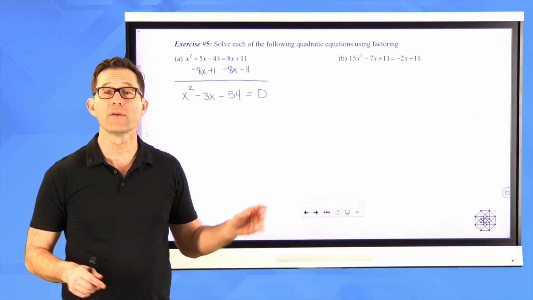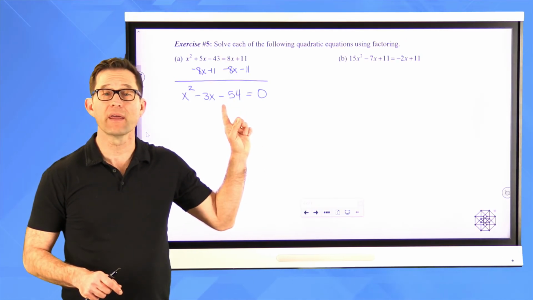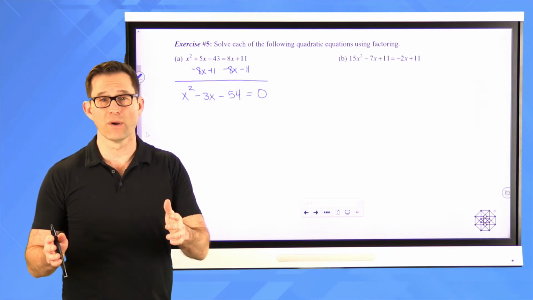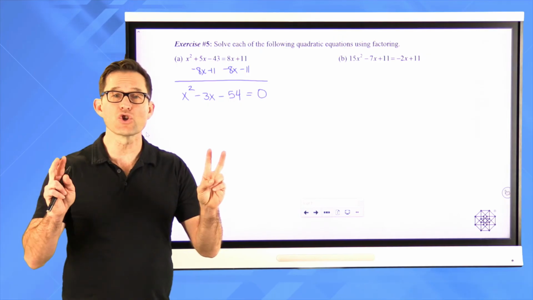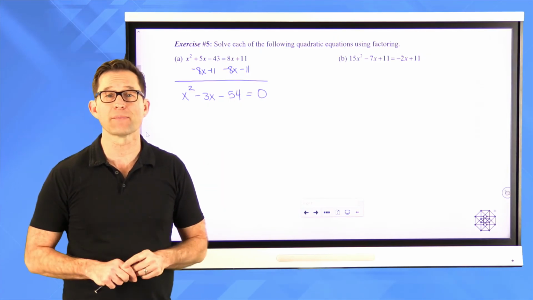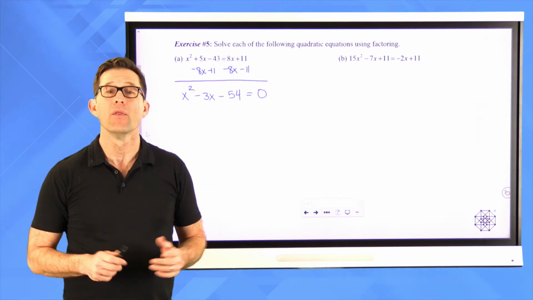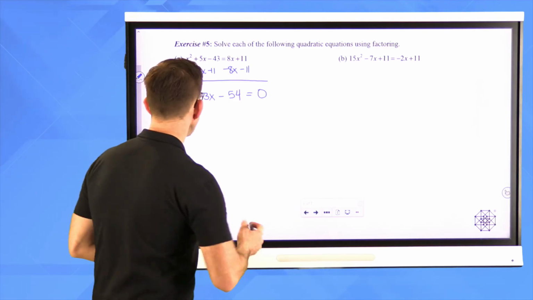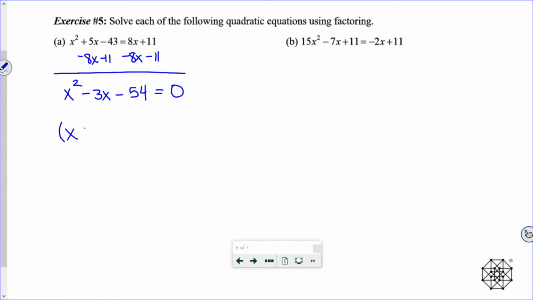All right, well, I'm looking for two numbers that have a product of negative 54 and a sum of negative 3. That means one's got to be positive, one's got to be negative, and the larger one in terms of absolute value has to be negative. Those two numbers happen to be negative 9 and positive 6. So I can factor this equation as x plus 6 times x minus 9 is equal to 0.